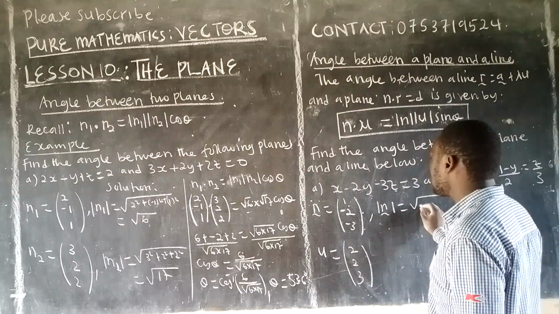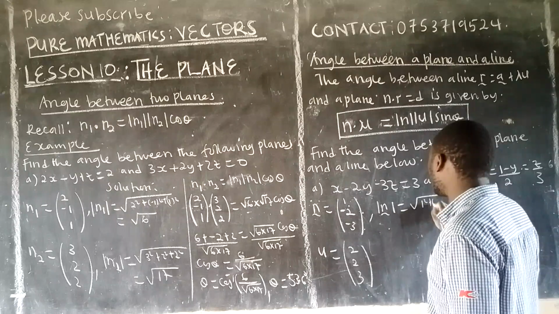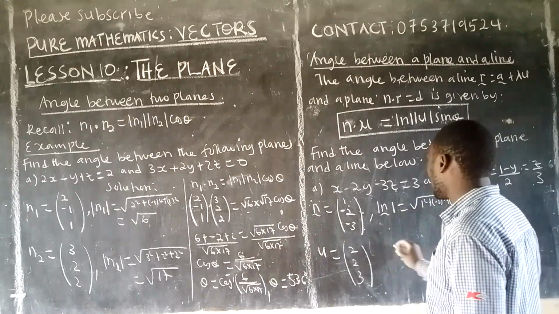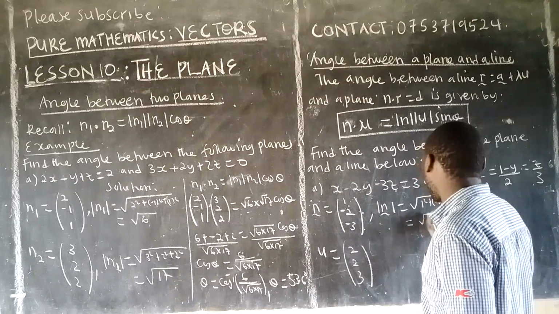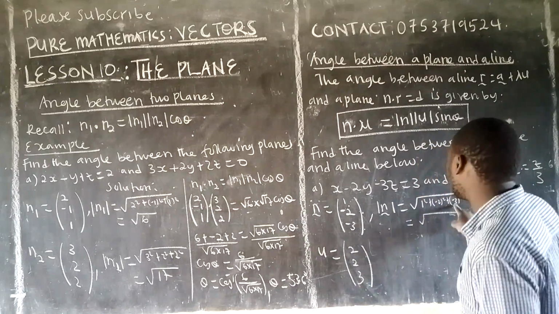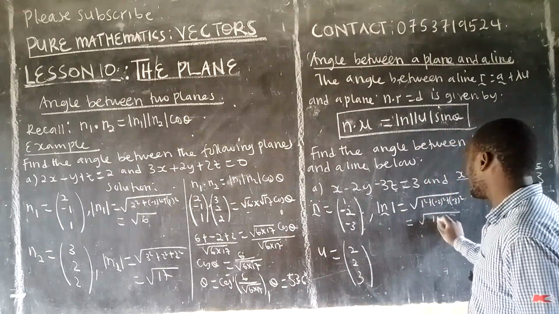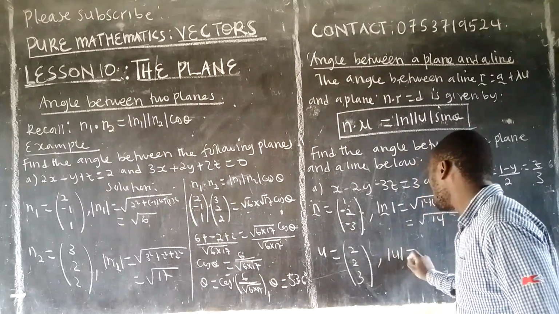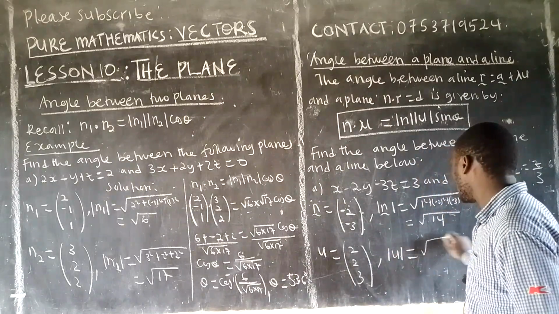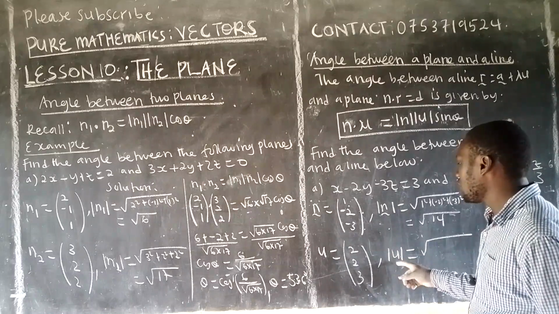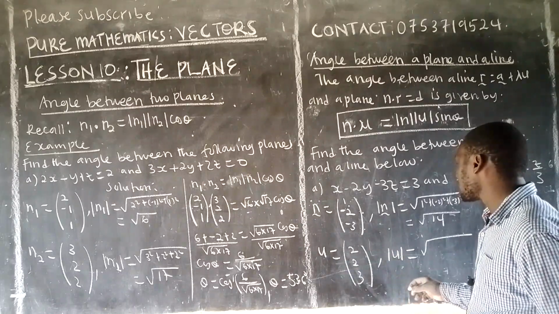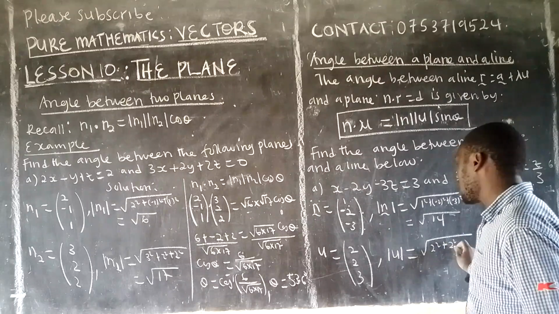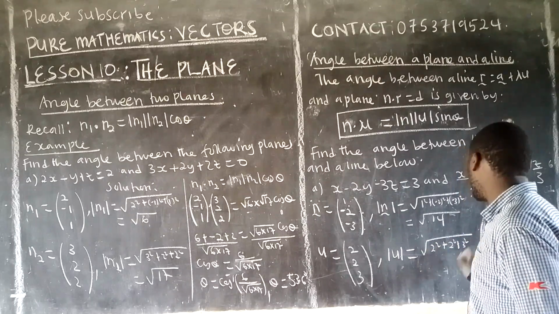So this will be 1 squared plus -2 squared plus -3 squared. Which answer shall we have here? 1 plus 4 plus 9 is 14. Comma, magnitude of u. U is equal to, you can call it mu or u, no problem. Mu is equal to 2 squared plus 2 squared again plus 3 squared.